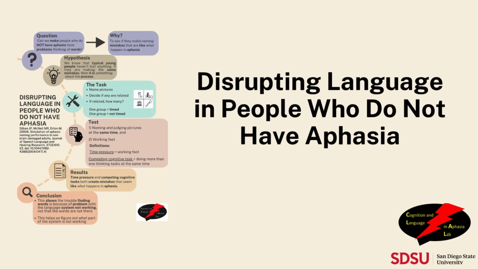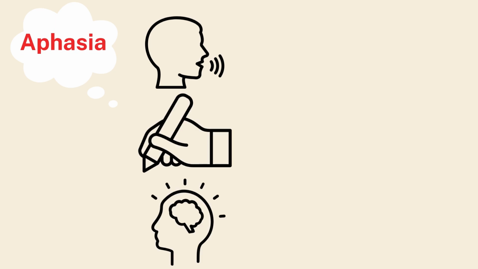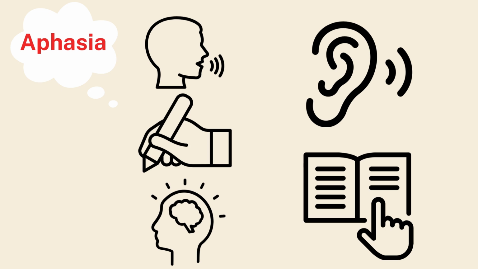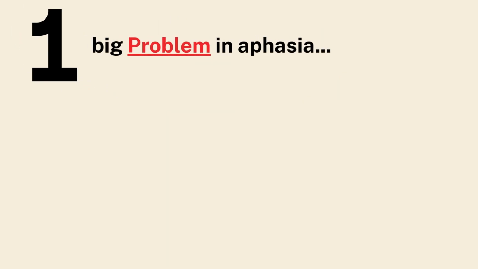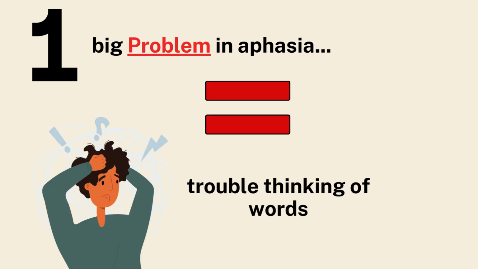Hello, this is a summary of a study called Simulation of Aphasic Naming Performance in Non-Brain Damaged Adults. A simpler way to say this is disrupting language in people who do not have aphasia. Aphasia makes it hard for people to speak, write, and understand what they hear and read. Aphasia is different for different people, but one big problem that everybody with aphasia has is trouble thinking of words.